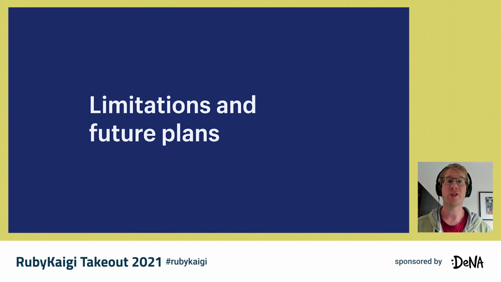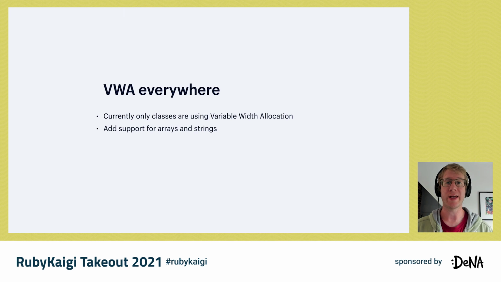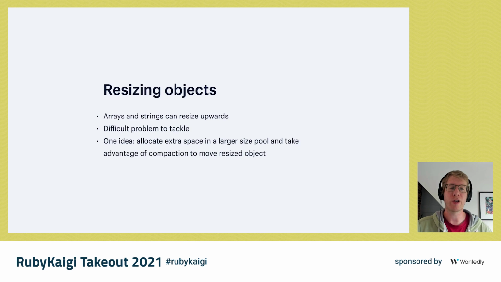The first area to address is the coverage of variable width allocation. Currently, only classes are taking advantage of this feature. In order to see the best performance benefit to Ruby application performance, we need to have more types using VWA. Before we can add support for a lot of other types, however, we need to tackle a limitation of the current implementation. We're currently unable to handle objects that need resizing, and this makes mutable objects like arrays and strings problematic. Resizing is a difficult problem to tackle, and solving this problem will be one of our next major milestones.